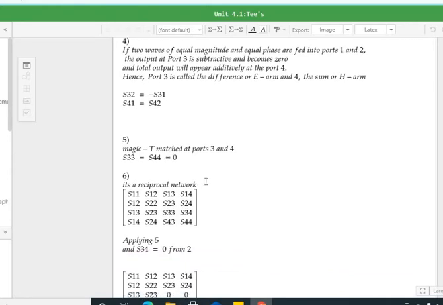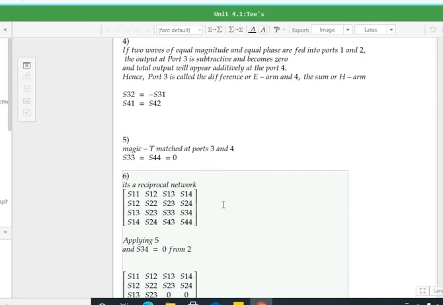Keeping that property in mind, we can rewrite this matrix simply. It is a reciprocal network, so the upper diagonal matrix is equal to the lower diagonal matrix. The diagonal remains the same, but S12 is equal to S21, S13 is equal to S31. So we will populate the upper diagonal matrix into the lower diagonal matrix, and this is how it looks.